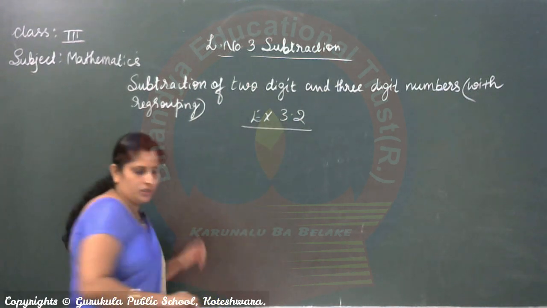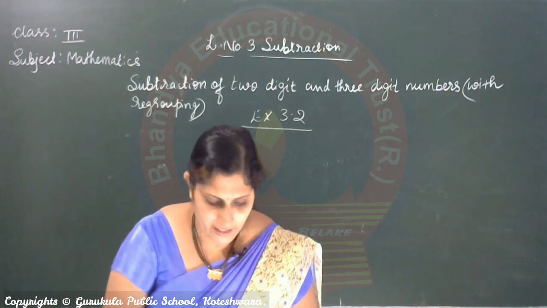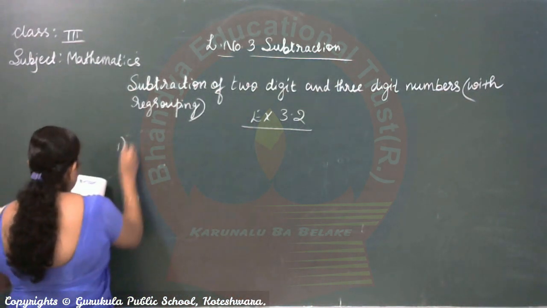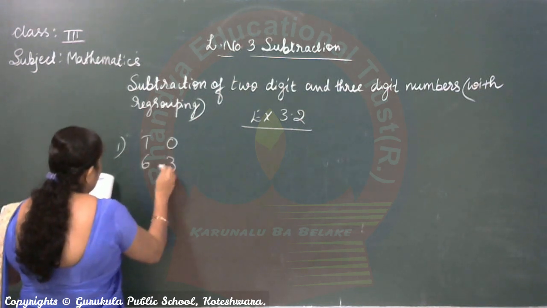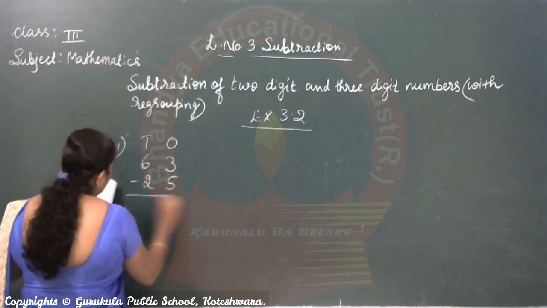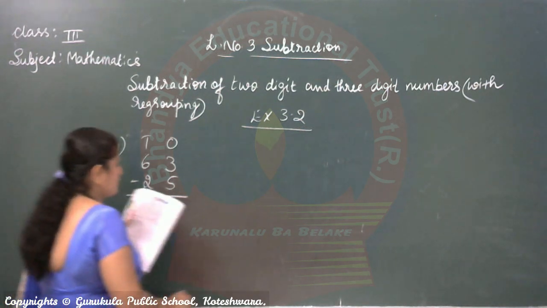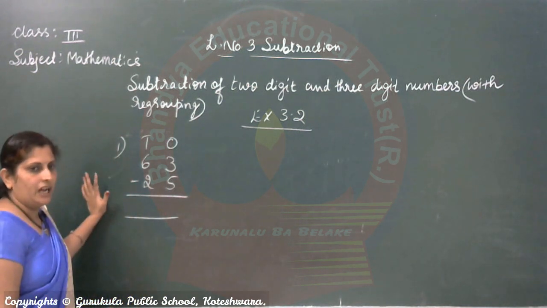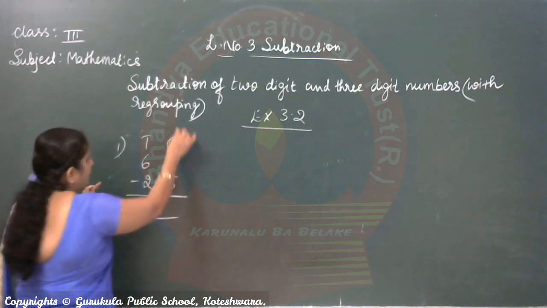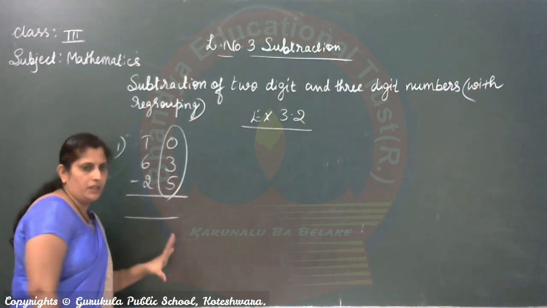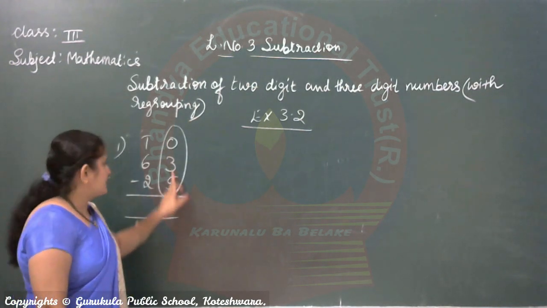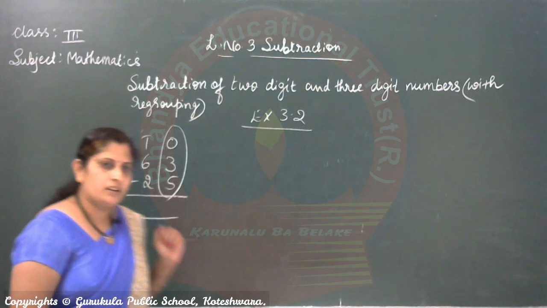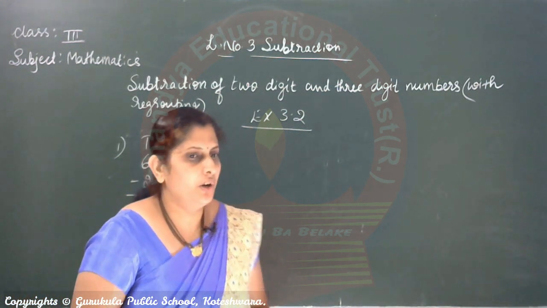Exercise 3.2. The first problem I take is 63 minus 25. Now go to the digits in the ones column. In the ones place you see 3 and 5. The first number is 3, the second number is 5. Can we subtract directly? No, we can't subtract.